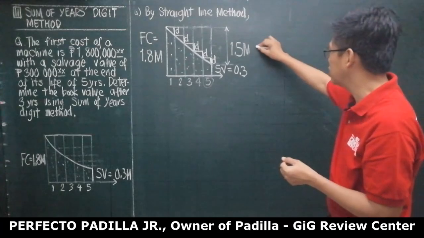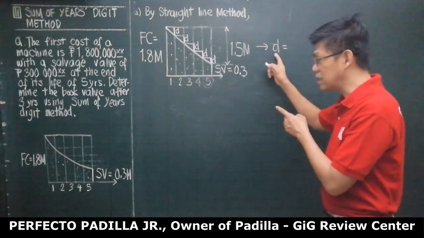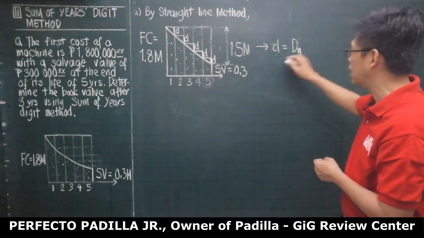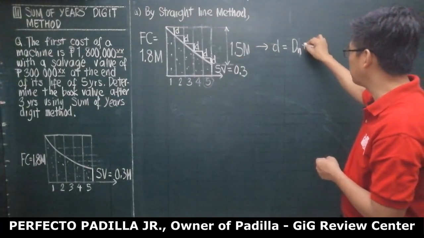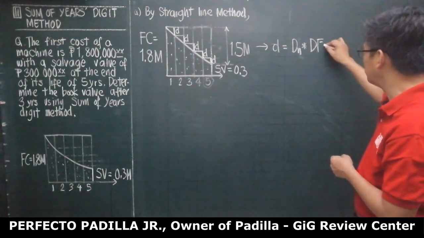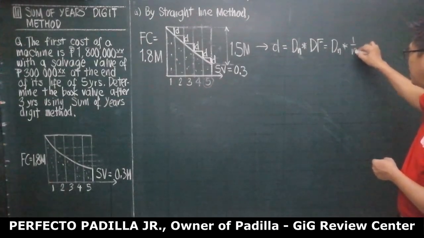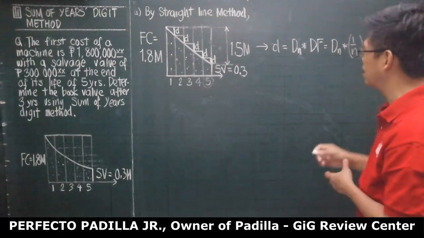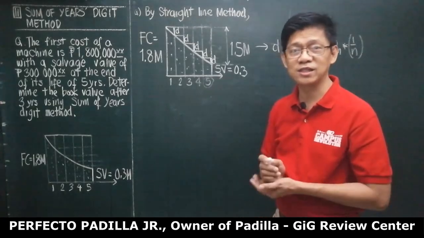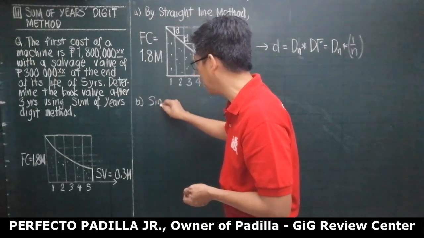Basically, what happened here is that the depreciation is the total depreciation DN, which is 1.5, multiplied by the distribution factor. And our distribution factor here is what? 1 over N. So, DN over N. You follow? Now, when the interest rate is considered, that is called the sinking fund method.